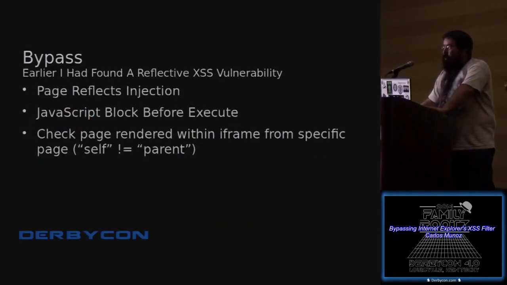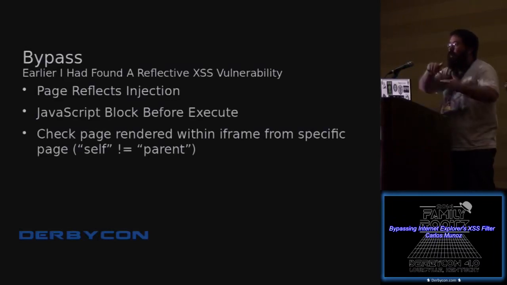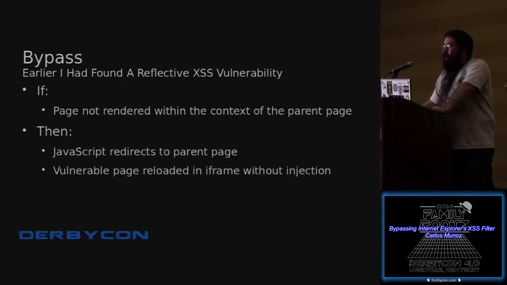Early in the assessment, I found a somewhat interesting cross-site scripting vulnerability, where I got my injection to reflect to the page. However, before that injection would execute, there was a block of JavaScript further up the page that would check to see, hey, is this page that I'm landing in being sourced in from an iframe from some other page? And if that was not the case, the JavaScript would redirect back to that parent page with the iframe, reload the vulnerable page, but without the injection itself.